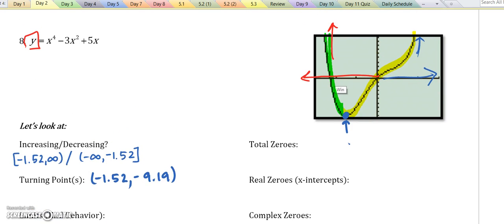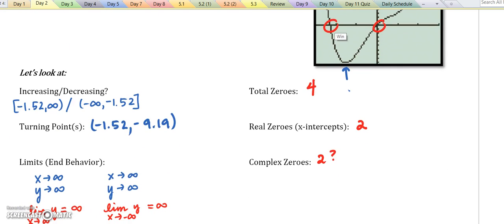When I glance at this graph, it appears that I only have 1, 2 real zeros, which are my x-intercepts. However, according to the degree, it looks like I'm going to have 4 total zeros. There's a possibility that the 2 other zeros are complex. There's also a possibility that it could have multiplicity. So I'm just going to make a little note of that. We're going to talk about that later in the week.